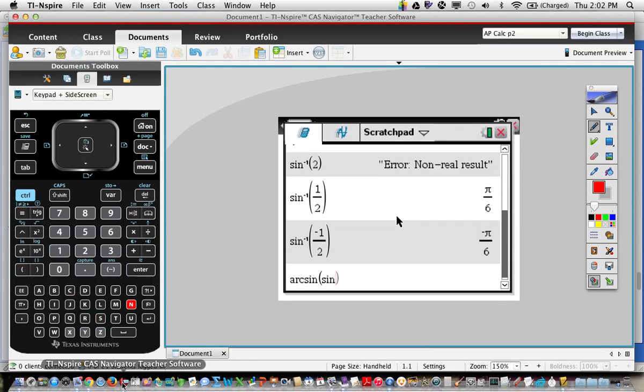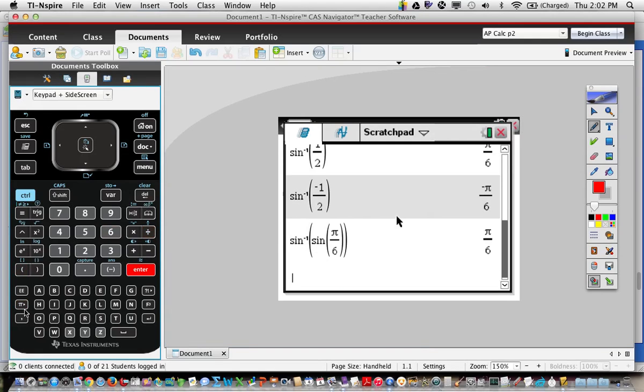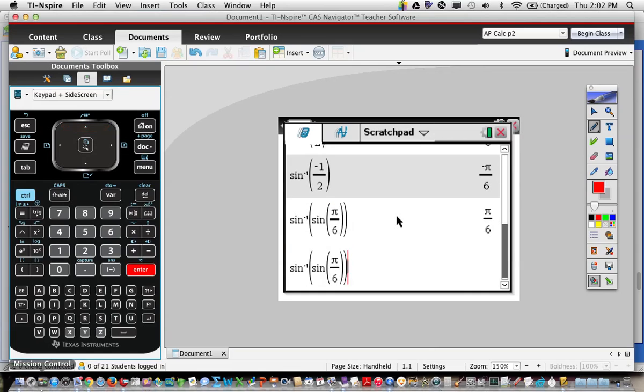Arcsine of sine of pi over 6, and sure enough, it's pi over 6. But what if we change that to 5 pi over 6? What's the sine of 5 pi over 6?